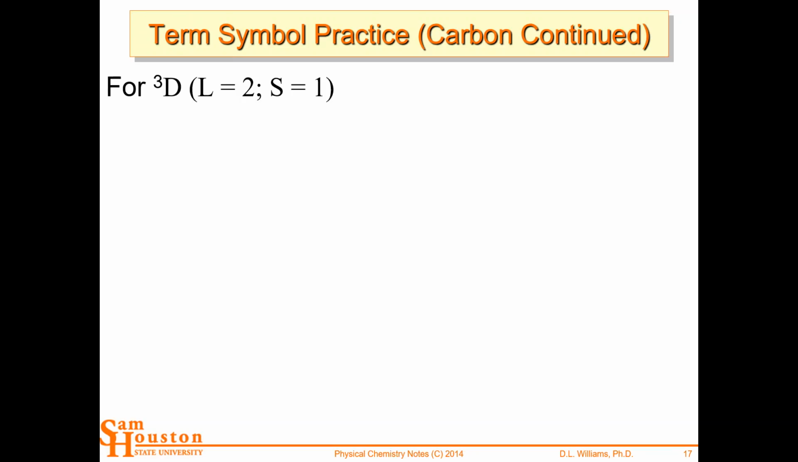So for the triplet D, L is 2 and S is 1. Now, if I gave you that triplet D and asked you for L and S, you should be able to give it to me. Okay? So this is where you need to really focus on how you build these terms up, and you've got to be able to go backwards too. I say, okay, triplet D, what is L? Capital D, S, P, D, L is 2. And then the triplet, if I see that, what is S? Well, 2S plus 1 equals 3. Subtract 1, divide by 2, I get 1.